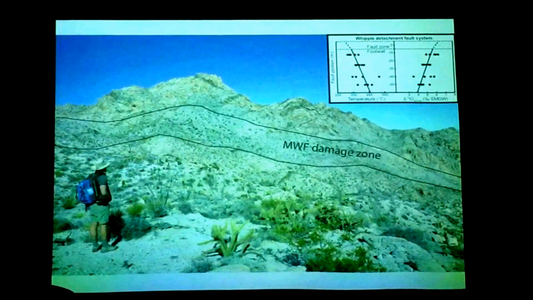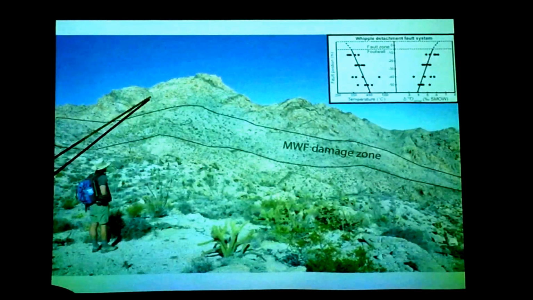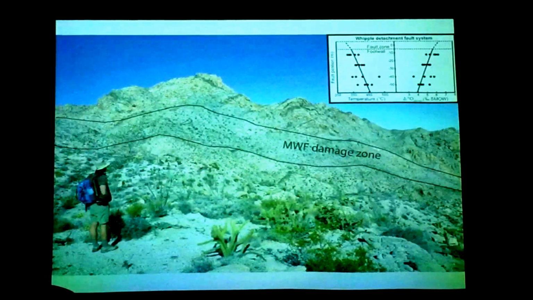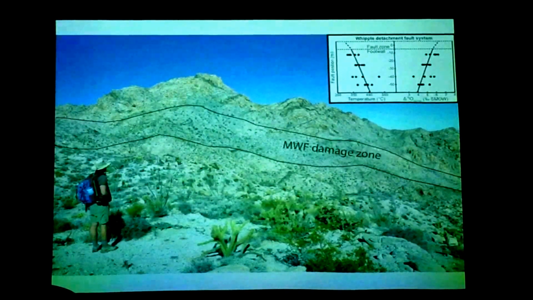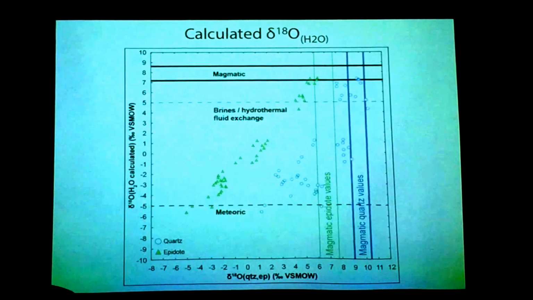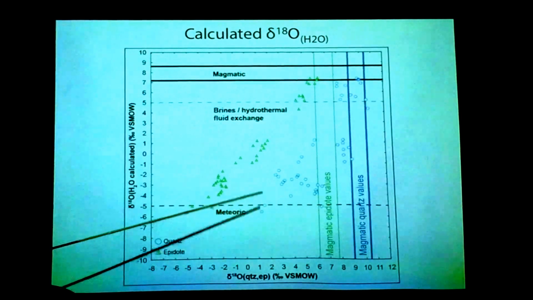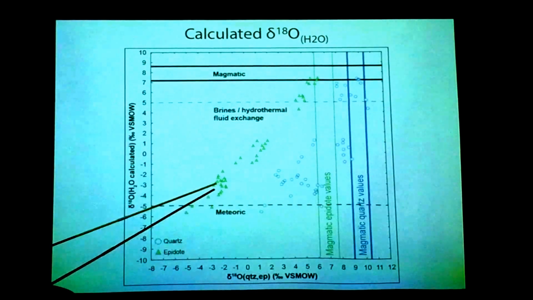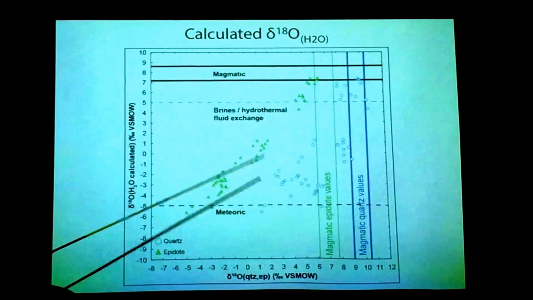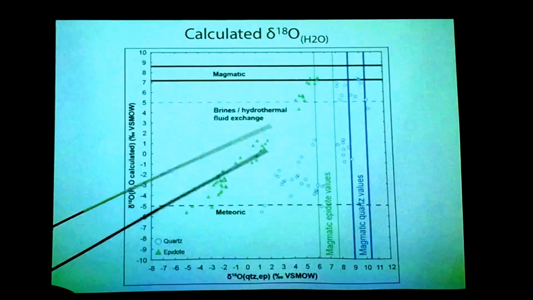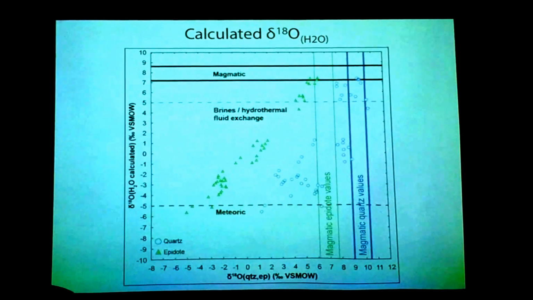So coming back to the idea of looking at variations across the fault through vertical transects, as well as along the fault through different sampling depths, now I'm going to discuss some of the calculated delta 18 of the fluids. When you have, in this case, epidote as triangle and quartz as circle, a quartz epidote mineral pair, you can calculate the delta 18 of that fluid that precipitated them.